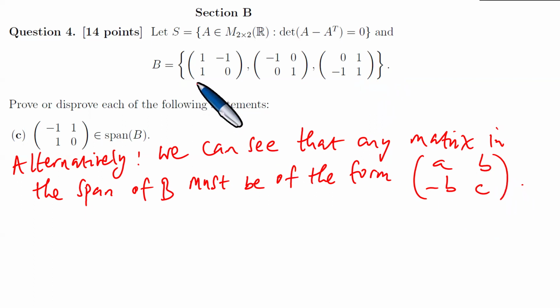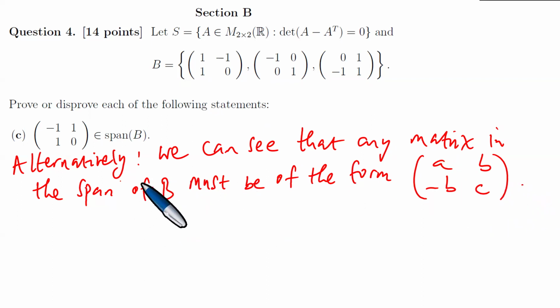So if ever you have a number here, we have its negative there, or vice versa. There's 1 here, negative 1 is there. If you have a negative 1 here, you multiply by negative, and it becomes a plus 1. And then there is a C here which is also different. So this will be another way to make this very clear, that any matrix in the span of B must be of that form.